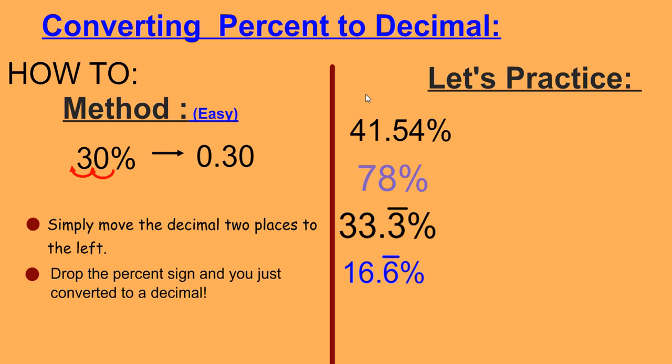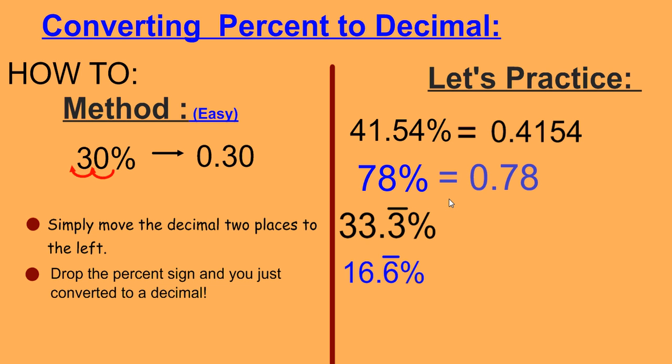First, we have a couple practice. 41 and 54/100ths percent. Now, how would you convert that? That's correct. Follow those steps. Move the decimal 2 places to the left, drop the percent sign, and we get the value 4,154/10,000ths. How about 78%?